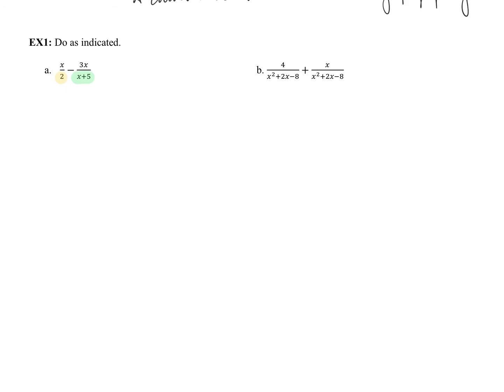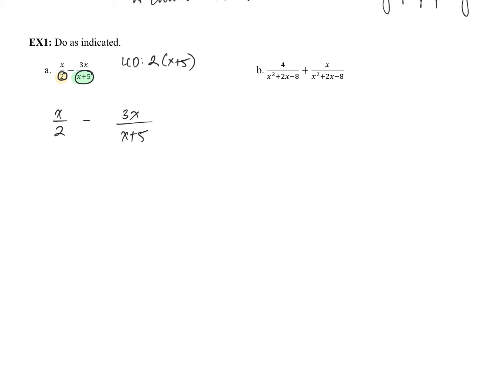And the easiest way that I've found to do this, I'll go ahead and write my common denominator on the side, is I'll just take each denominator and put it up there. And there we go, that'll be my common denominator. So let's go ahead, x minus 2, 3x over x plus 5.